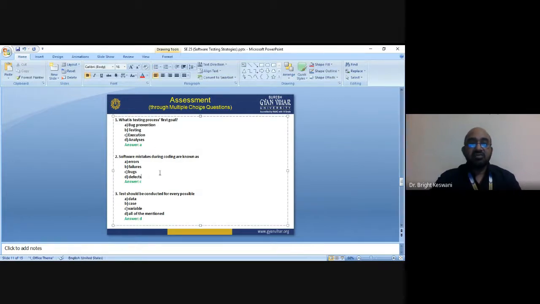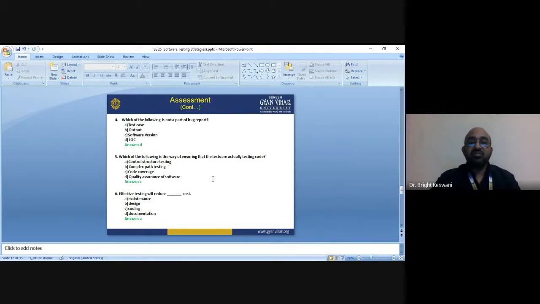The second question: software mistakes during coding are known as errors, failures, bugs, or defects. Software mistakes during coding are known as bugs. So the right answer is C. Tests should be conducted for every possible data, every possible situation or case, or every possible variable. So what is the answer? D, all of the mentioned.